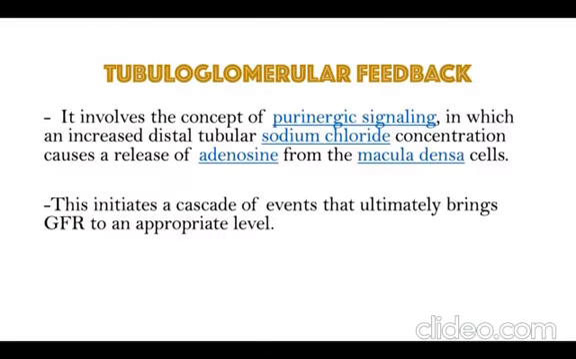And the tubuloglomerular feedback involves the concept of purinergic signaling, in which an increased distal sodium chloride concentration causes a release of adenosine from the macula densa. This initiates a cascade of events that ultimately brings GFR to an appropriate level.